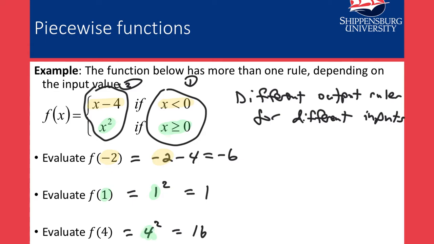So the only thing weird about it is that you have to check the condition on the right to know which piece to use, and then once you've made that decision, you're still just plugging into the appropriate algebra formula on the left.